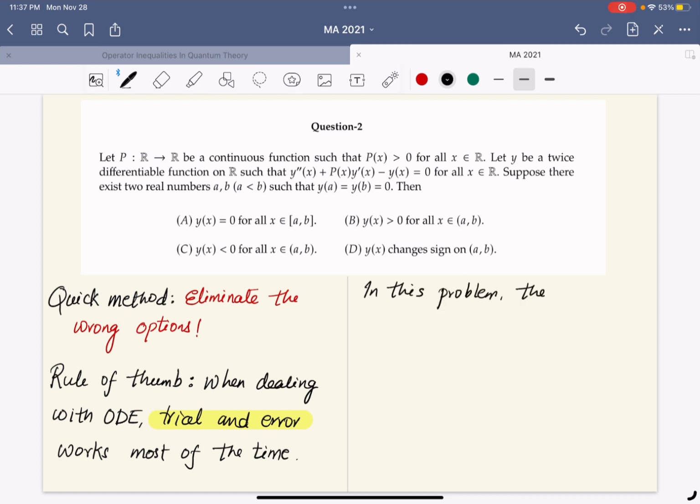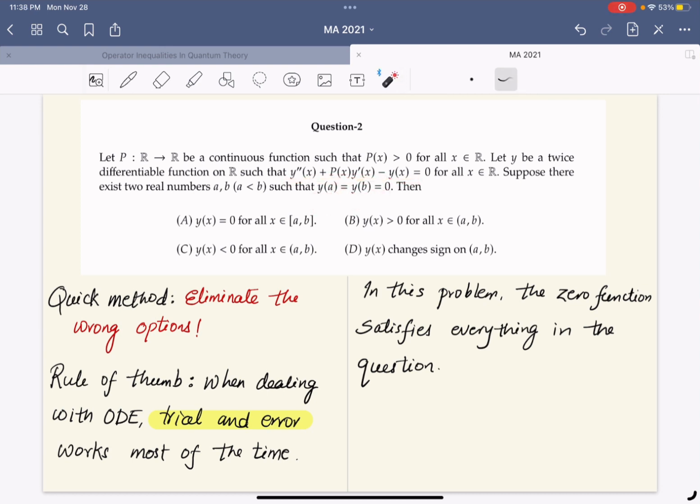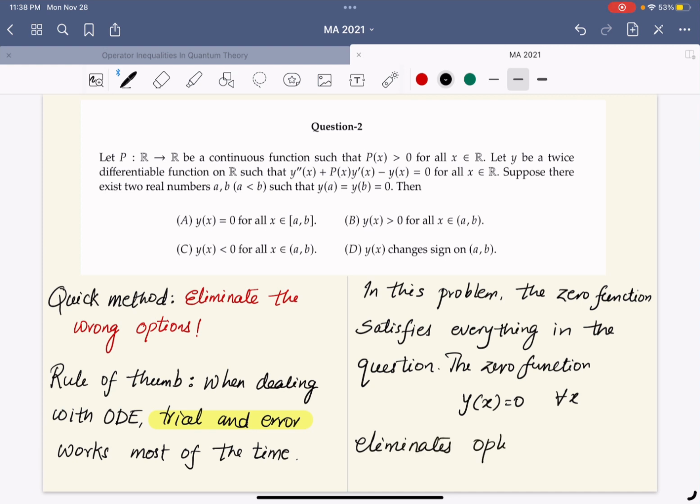Now in this problem, see, this is a homogeneous differential equation. The zero function satisfies the differential equation trivially, right? Here's the differential equation, and it's satisfied by the zero function, and this function also satisfies the given condition y(a) = y(b) = 0. Now luckily, this example also helps you eliminate the options B, C, D, because it is neither positive nor negative, and it doesn't even change sign. So these options are eliminated. So what we're left with is option A.